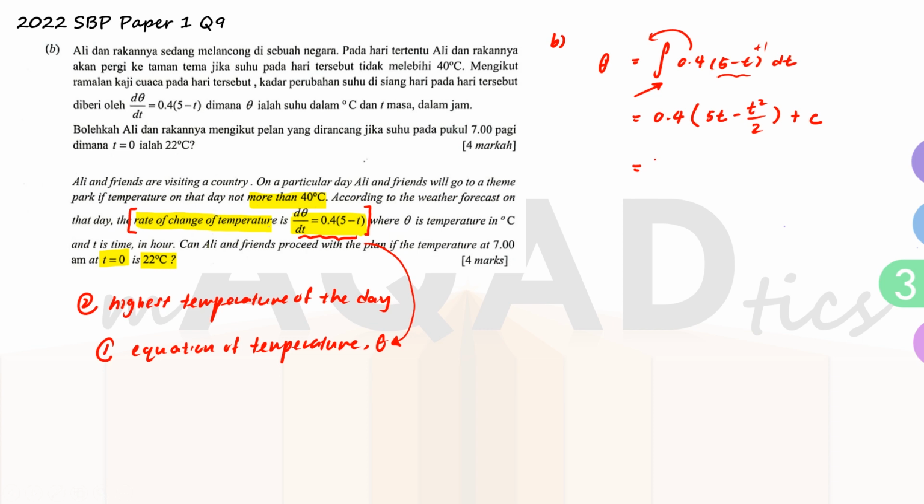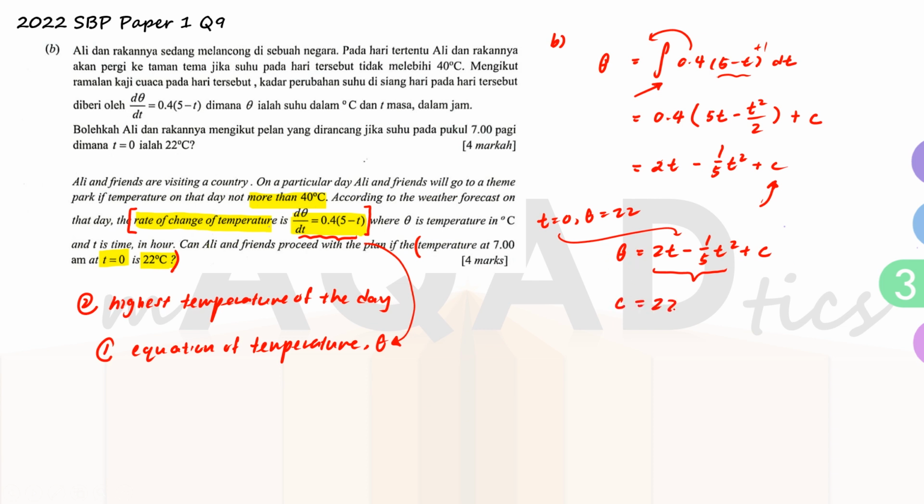By simplifying this, we will get this equation, but we haven't finished yet because we need to find the value of c, which can be found from this sentence. This part is quite straightforward. When we sub t equals 0, this part will disappear, so we are left with c only. So our c would be 22.